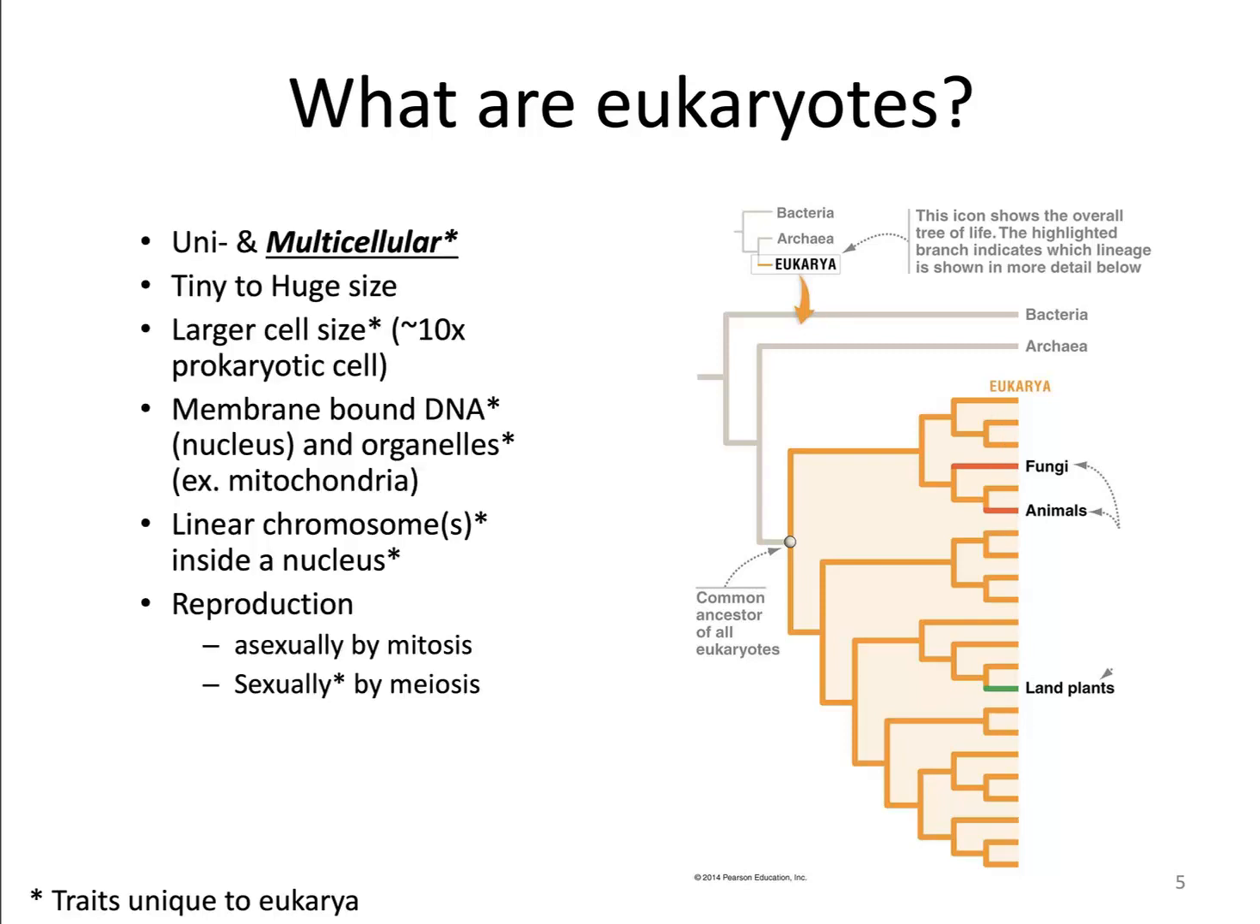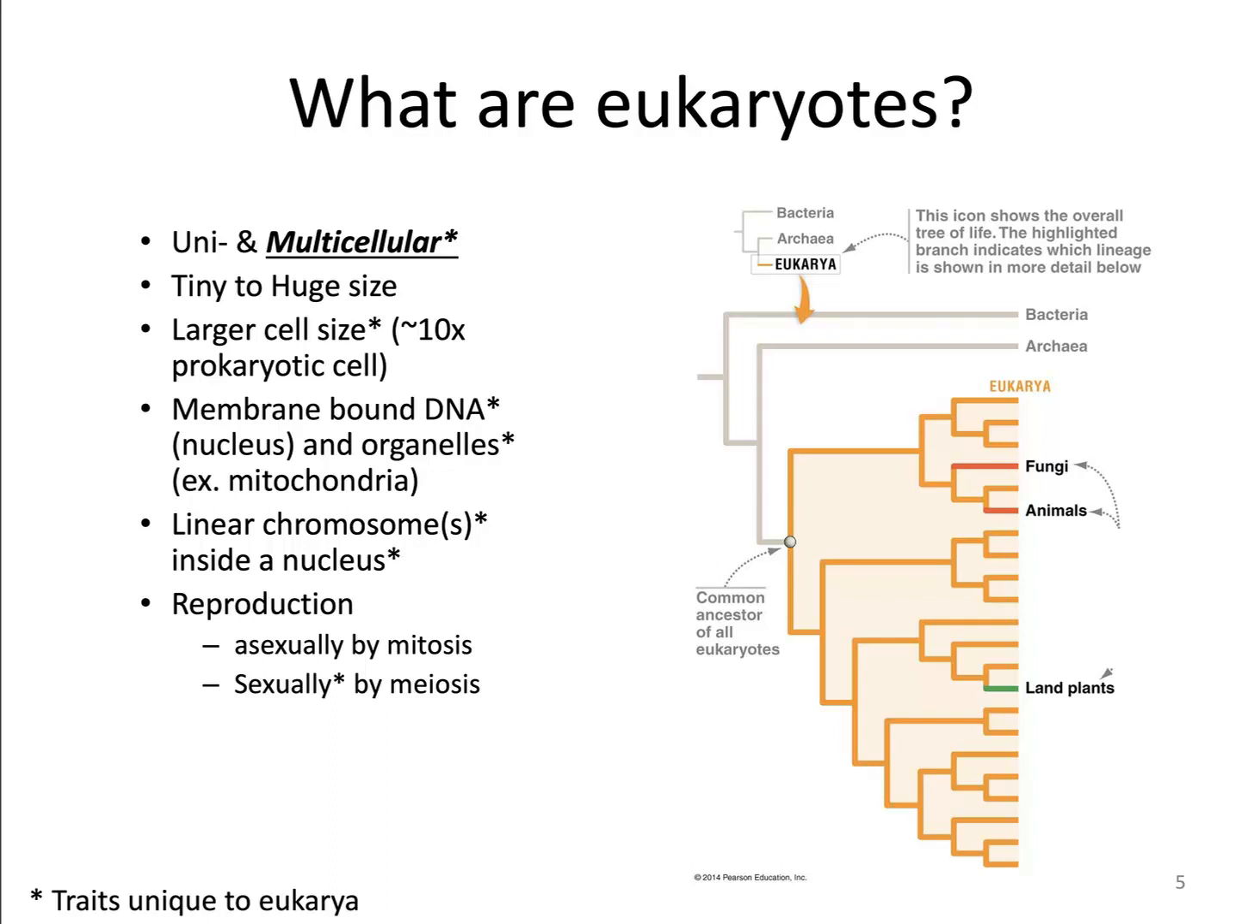And we talked about the traits that define the eukaryote. They can be uni or multicellular, and we talked about the fact that complex multicellularity is a trait that's unique to the eukaryotes. They can range in size from tiny unicellular organisms all the way up to the largest organisms that we know on Earth. They have in general a larger cell size. They tend to be 10 times bigger or larger than prokaryotic cells.